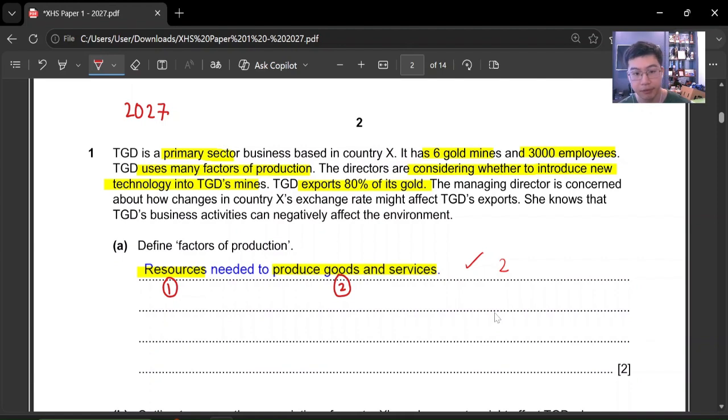And please note that before you answer the questions, it's a good practice to actually start reading through this little case study here and highlight anything that you think you can use for application, right?